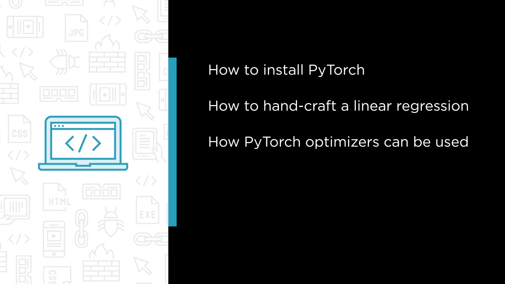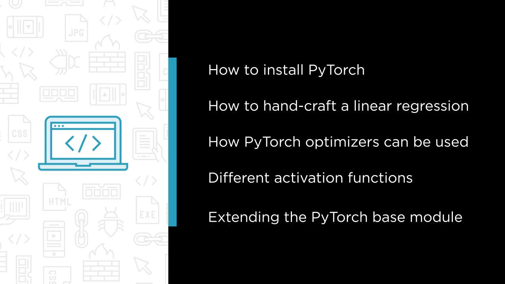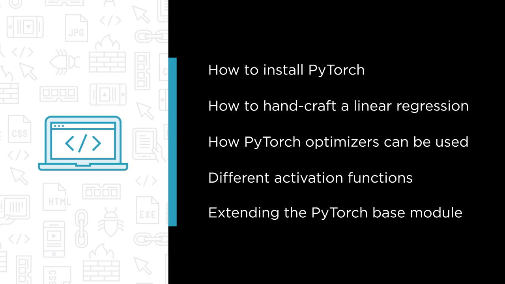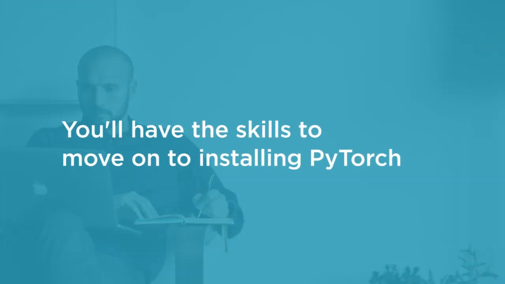You will then understand how different activation functions and dropout can be added to PyTorch neural networks. You will round out the course by extending the PyTorch base module to implement a custom classifier. When you're finished with this course, you will have the skills and knowledge to move on to installing PyTorch from scratch in a new environment and building models, leveraging and customizing various PyTorch abstractions.